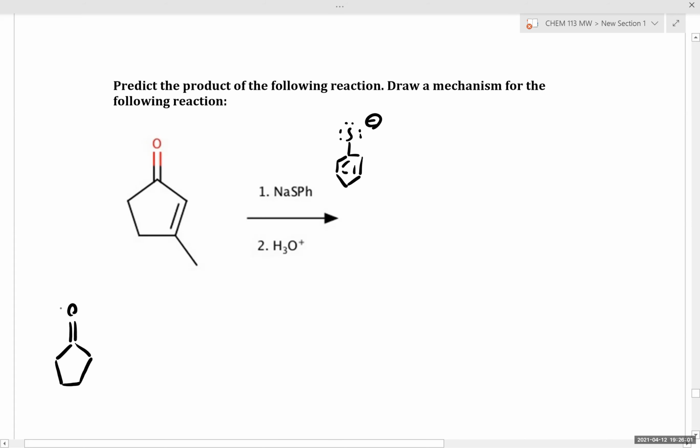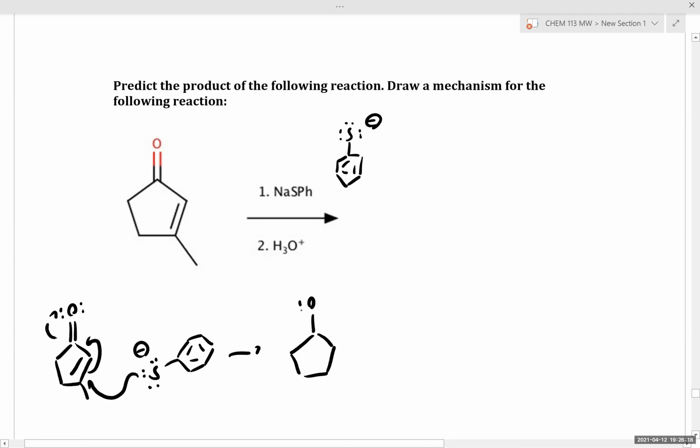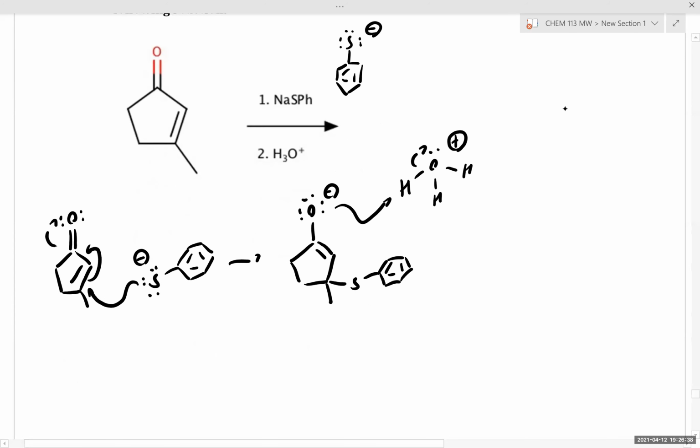Okay, so the first step, we're under basic conditions. We have a strong nucleophile. Sulfur-centered nucleophiles are soft nucleophiles and prefer to add in a 1,4 addition pattern. That in turn gives us our resulting enolate. Treatment with acid protonates our enolate. You just have to be careful not to use too much acid, or you may get reversion back to the conjugated ketone.